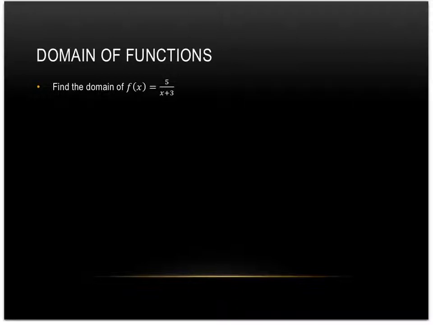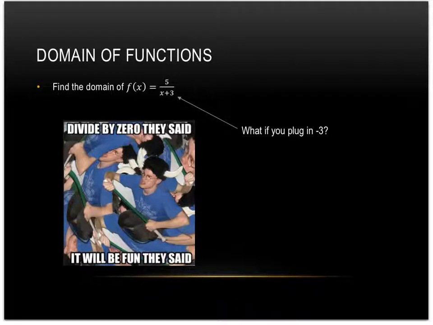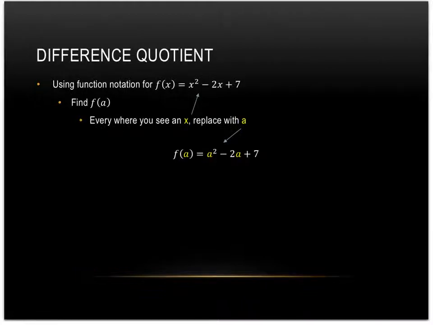Find the domain here. What if you plugged in -3? Bad things happen, right? You can't divide by 0. So you have to worry about your domain when you're dealing with rational. Remember, rational is a polynomial over a polynomial. And so in that last case, sorry I hit the slide forward, it could be any value except what makes the denominator 0.